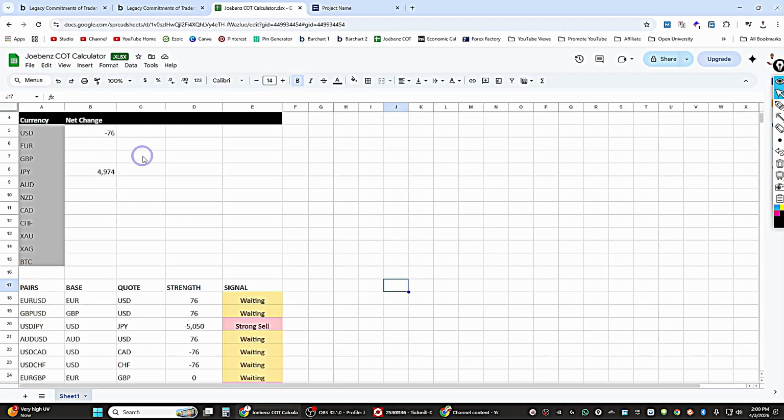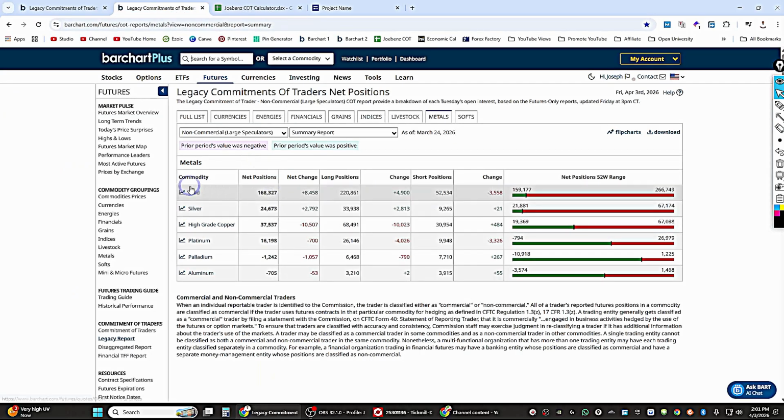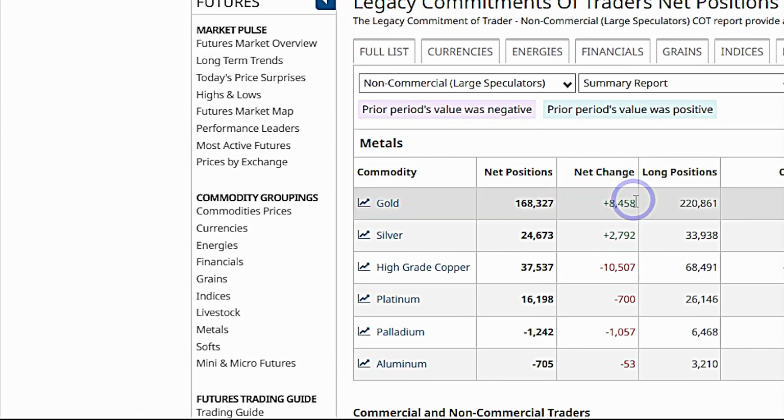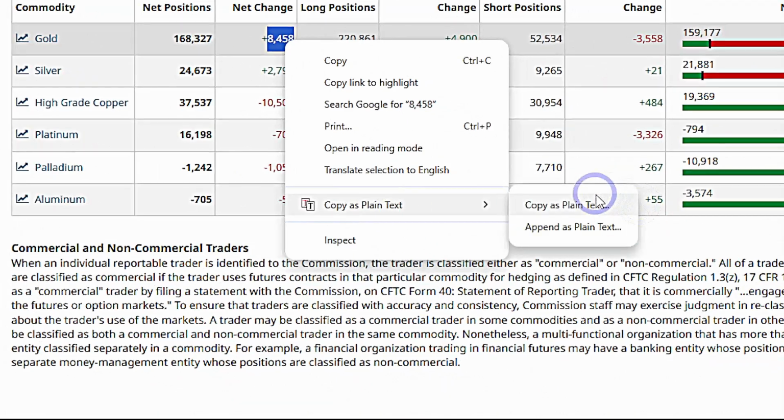For me, I will be adding those data here, and we're going to see how unique this all is. I know many people will be asking how to trade gold, how to trade silver, and all of that. That will also be available. So let's delete the data for JPY, and then we're going to go to gold and look for the data for gold. This is gold. If you pay attention here, under net change gold is positive 8,458. So we're going to copy this without any hesitation.